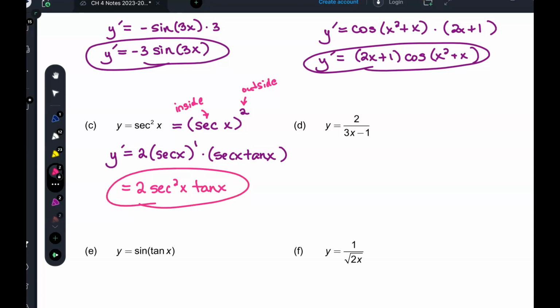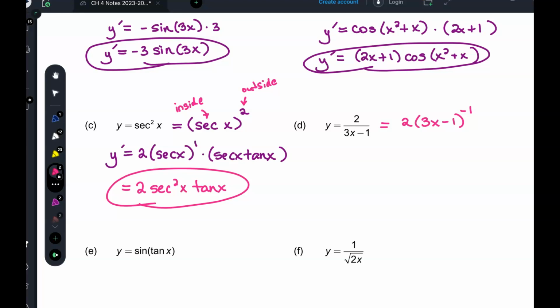Okay. Honestly, I think it was easy. That's what I told you. Oh, then that's one. Okay, let's rewrite this. Is this one of those that has like 2 over 1? Okay, wait. I'm just going to write this as 2 times 3x minus 1 to the negative 1.